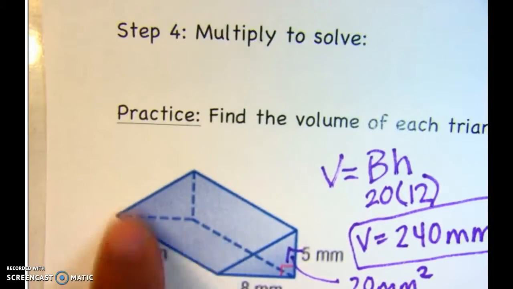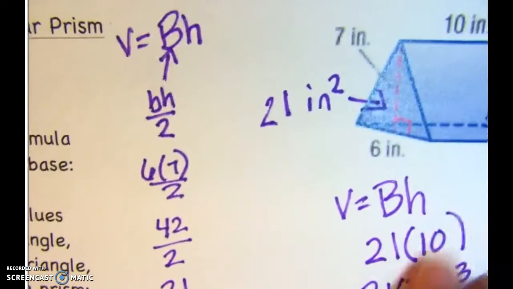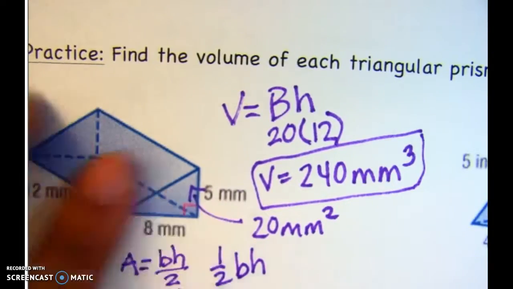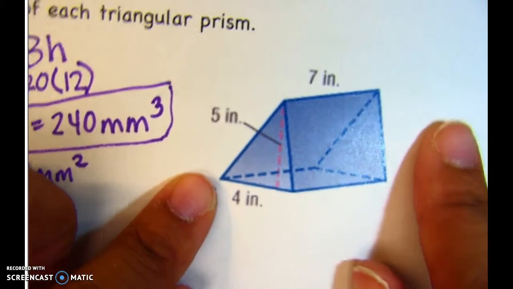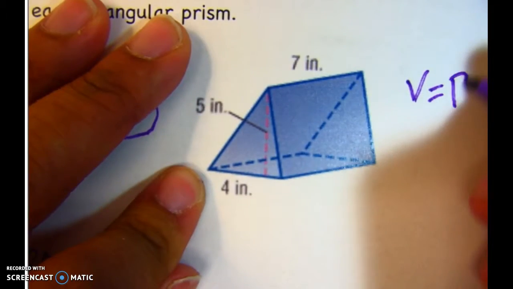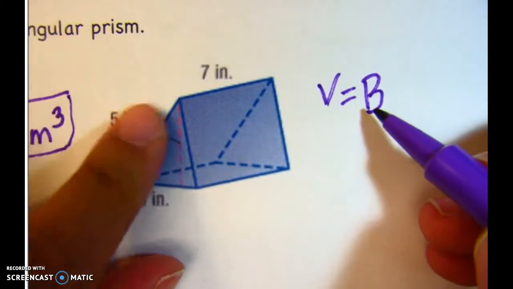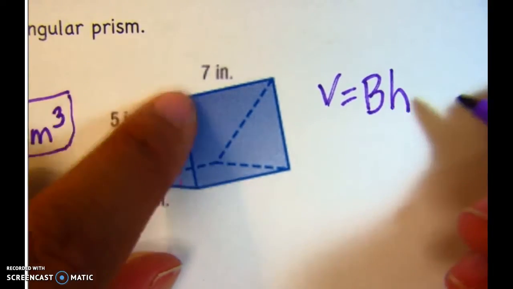Last one. So they can look different ways. All these look kind of different from each other, right? But they're still triangles at the base. No matter what the triangle looks like, they all have triangular bases. So volume equals the area of the base times the height of the prism.